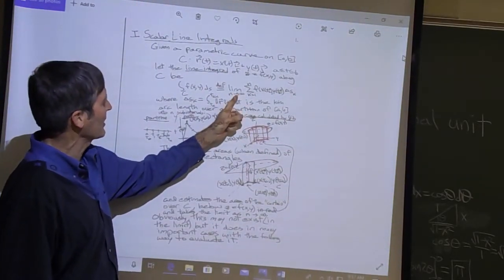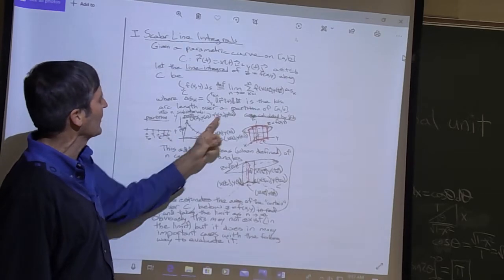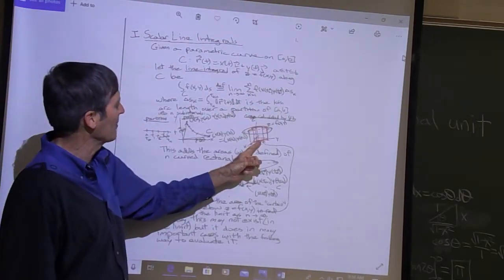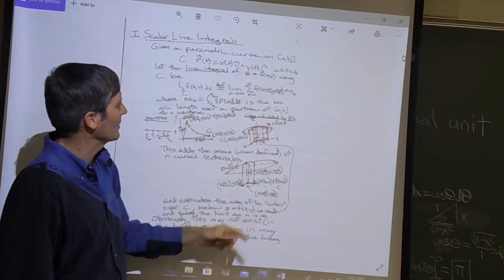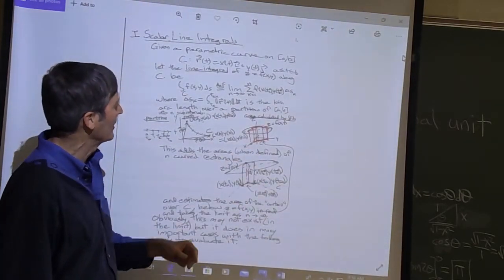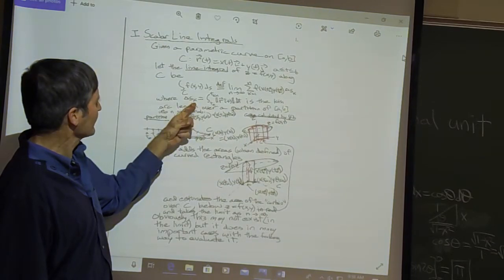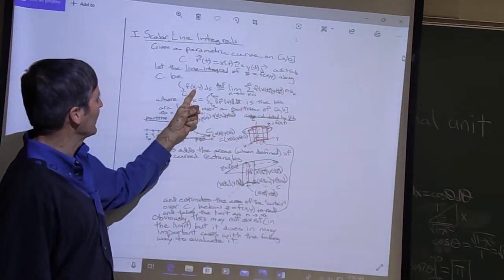So this is the limit as n goes to infinity, number of segments here goes to infinity, of the height of the function at some intermediate point, times delta sk, the arc length below. So it's a curved rectangle. And we'll define that to be the line integral.